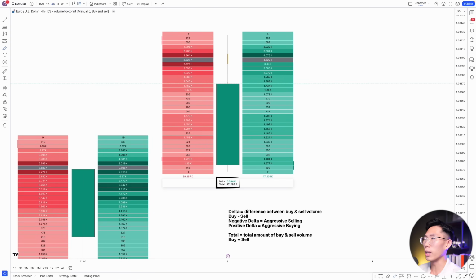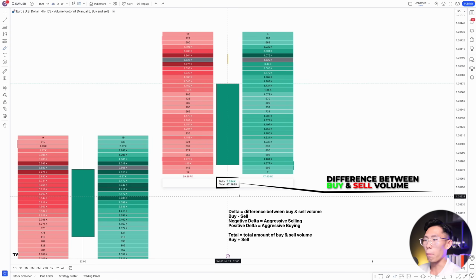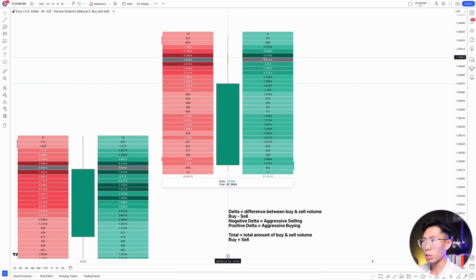And then when you come down here, this delta number right here basically represents the difference between your buy and sell volume or orders. You just take the total amount of buy orders minus the total amount of sell orders. And the total right here is pretty much the total volume, the total amount of orders when this entire candlestick was being formed.